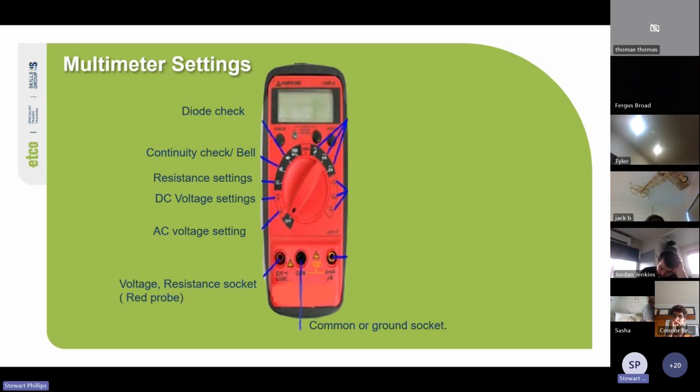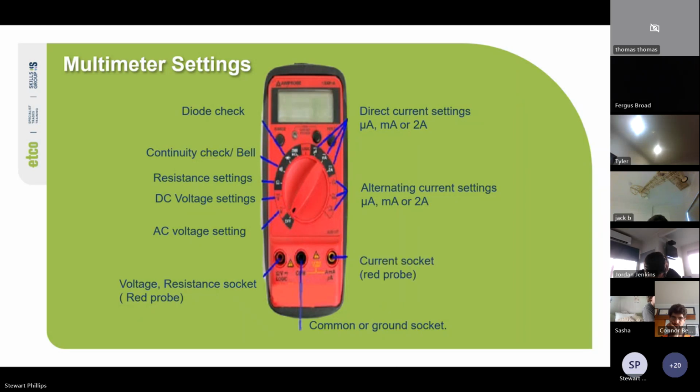So that's your voltage resistance socket for your red probe. You've got your direct current settings, so your microamps, milliamps, or 2 amps. And you got your alternating current settings for microamps, milliamps, or 2 amps. And then you got a current socket there for the red probe. So that's if you're wanting to check current. So you would have it in series with whatever you're testing. And then the common or ground socket, which is your black probe.